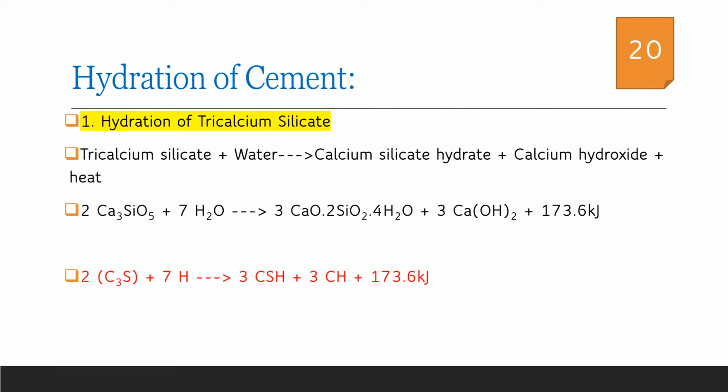When tricalcium silicate of cement reacts with water, calcium silicate hydrate and calcium hydroxide are formed, along with heat liberated. Calcium silicate hydrate, or CSH, is responsible for the strength of cement paste, and calcium hydroxide does not contribute to the strength of cement paste.